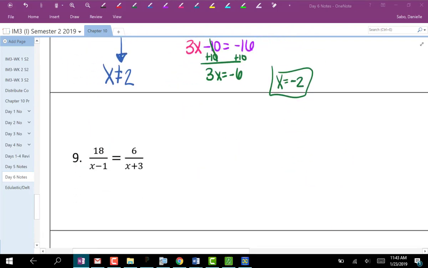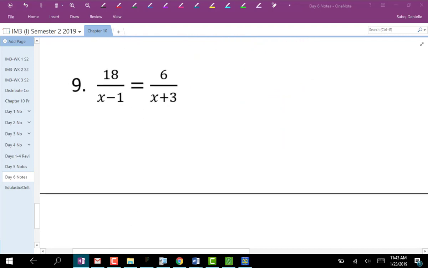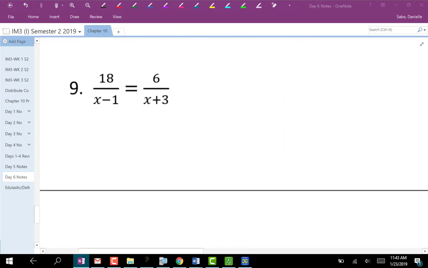Remembering how to solve. Okay, this one. If you notice, there are 2 x's on the bottom. There's one here and one here. So we have to talk about both of them first before we do anything.